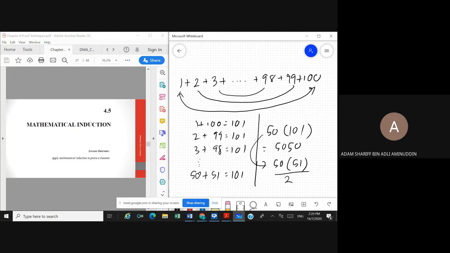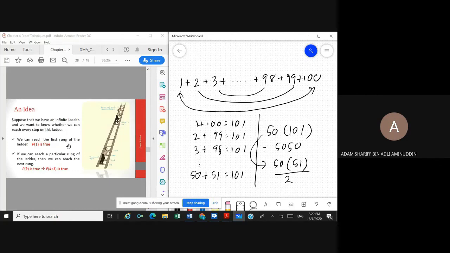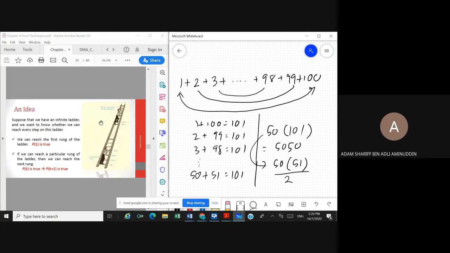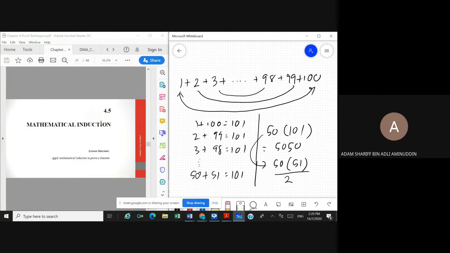Is it the same? Wait, I'm not sure. Wait, I need to check the formula. Okay. It will be the same as n times (n plus 1) over 2. Yeah, it will be 5050. Okay. The boy's name is Carl Frederick Gauss.